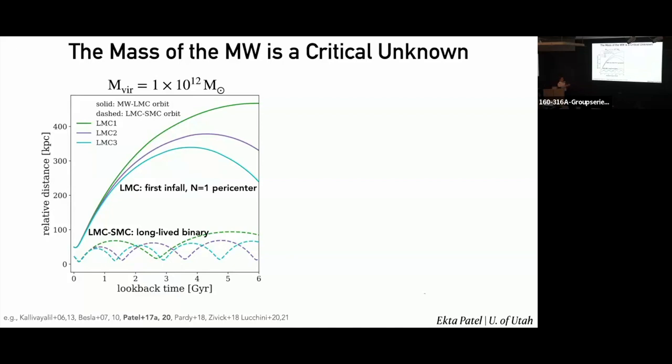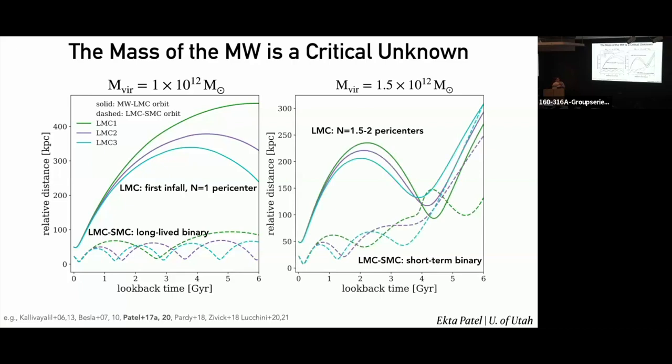And so you see again that there's this long-lived LMC-SMC binary, and then you have the LMC on first infall. There's one pericentric passage for the LMC. However, if you increase the mass of the Milky Way by 50%, you get a very different orbital history. You get this two-passage scenario where the LMC has made a passage about 4 billion years ago, and also, again, in the very recent past. And the other big thing that changes when you bump up the mass of the Milky Way is that the LMC and SMC are no longer a long-lived binary.